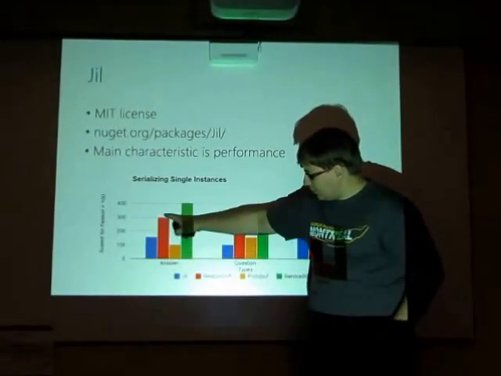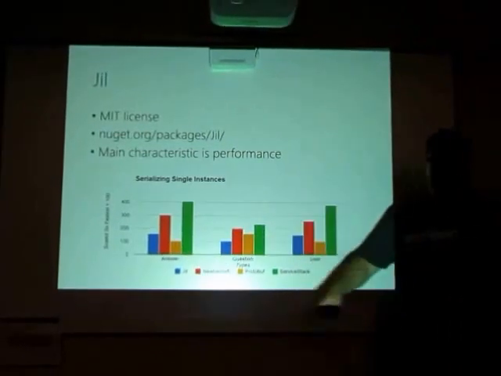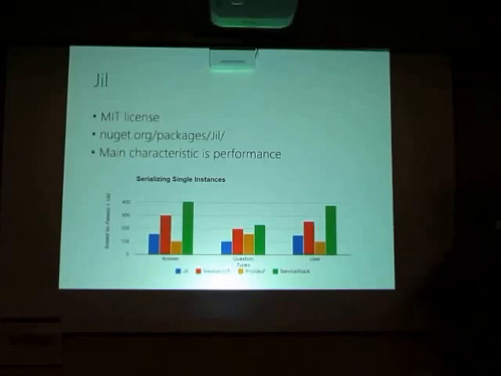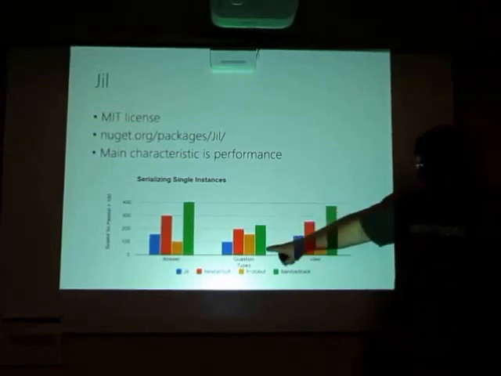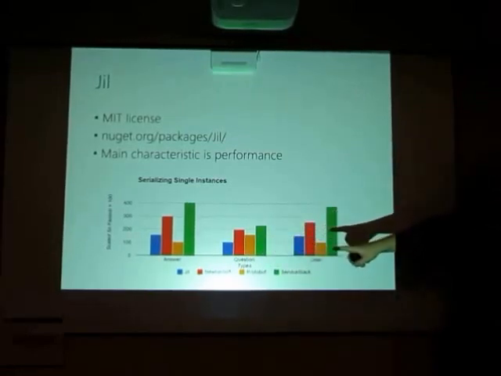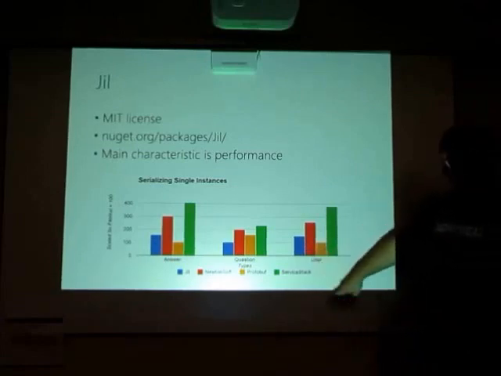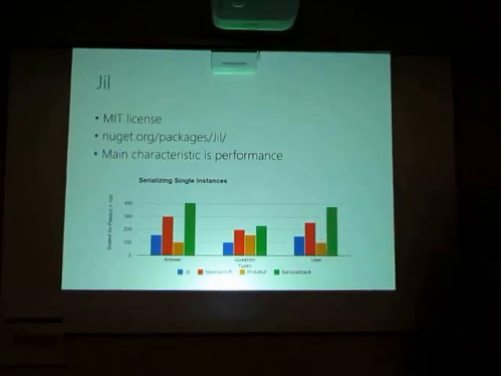Blue is Jil. This one, red, is JSON.NET. Protobuf, which is usually considered one of the fastest approaches to serialize data. And green is the ServiceStack serializer. So as you can see, in some cases Jil may be even faster than Protobuf. Protobuf is a binary serializer originally from Google, really fast. And all the time, Jil is faster than JSON.NET. It's just an example.